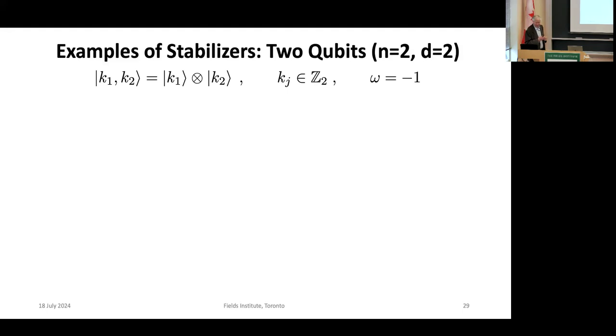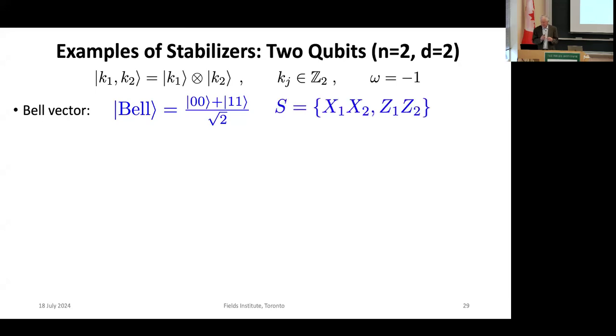Because the simplest example of a stabilizer is the so-called Bell state, which is given in the tensor product, n equals 2, of two qubits. So for a qubit, the so-called Bell state is the state |0,0> plus |1,1>, normalized. And the stabilizer group is generated by X1 X2 and Z1 Z2, where the subscripts denote on which element of the tensor product the operator acts.